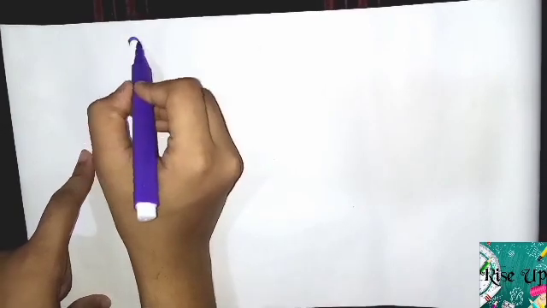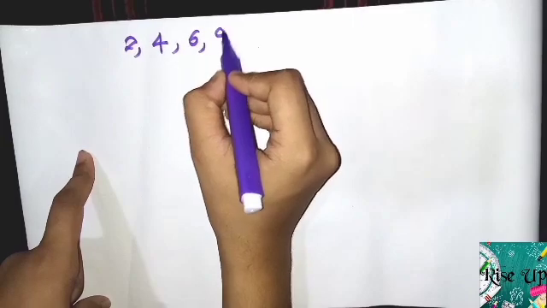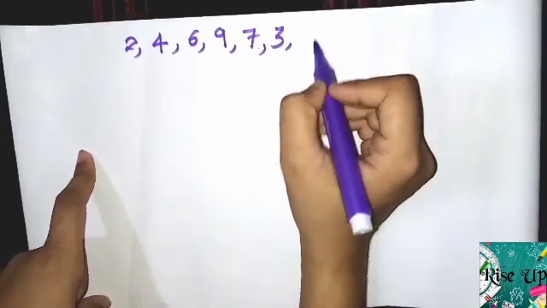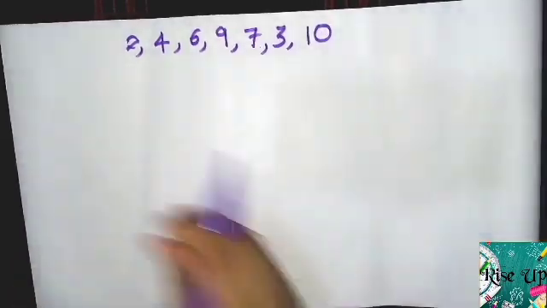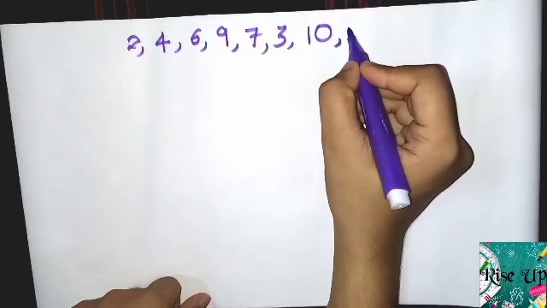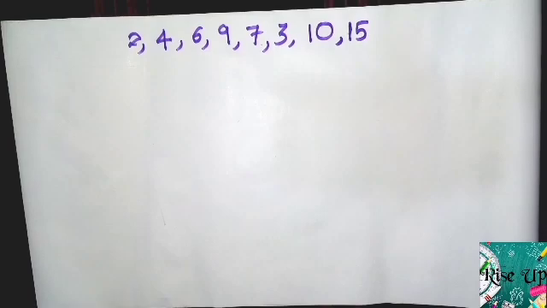So I'll take a set of numbers here first of all. 2, 4, 6, 9, 7, 3, 10 and 1, 6, 7, and the number 15. Yeah, 15. Right. Now, as I told you before, we have to arrange the Venn diagram.